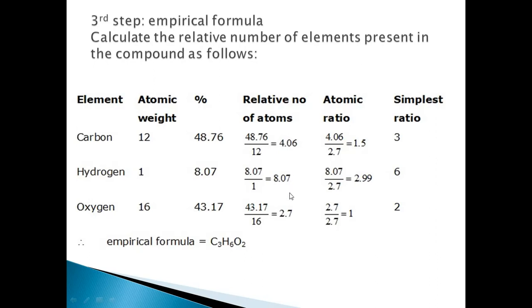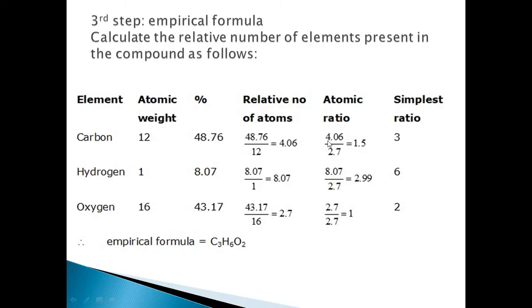From the relative number of atoms we have just determined, we now determine the atomic ratio for each of the elements. To determine the atomic ratio, we divide the relative number of atoms of all the elements by the smallest of the relative number of atoms. If you look at it, we have carbon 4.06, hydrogen 8.07, oxygen 2.7. You notice that 2.7 is the smallest here. So we divide everything by 2.7.